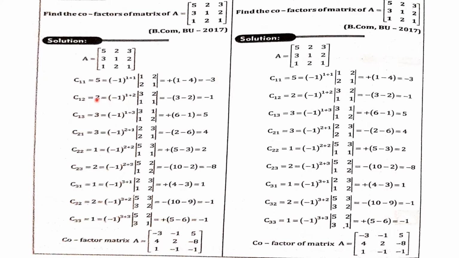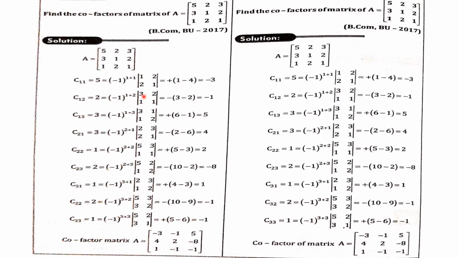If you want to find out the C12 value, that is 2. So here you have 2. Cancel this column and cancel this row, that is 5, 2, 3. You will be remaining with 3, 1 and 2, 1. So you will write 3, 1 and 2, 1. Before writing this, you will write -1. Here you have C12, so you will write 1 plus 2. 1 plus 2 is 3, so -1 to the whole cube will become -1 itself. So minus will be the symbol you will be writing here.